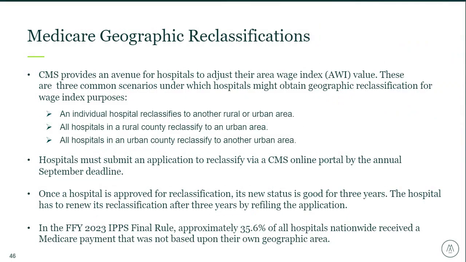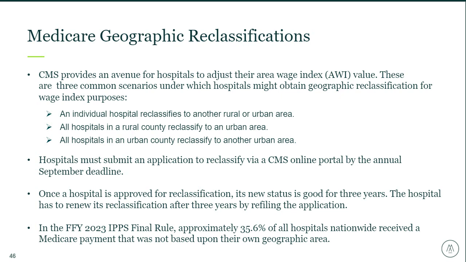Medicare geographical reclassification. CMS provides an avenue for hospitals to adjust their respective area wage index, and below are the 3 most common scenarios. A hospital reclassed to another rural or urban area. All hospitals in a rural county reclassified to an urban area. All hospitals in an urban county reclassified to another urban area. Hospitals must submit an application to reclassify via CMS by the annual September deadline, and once approved, its new status is good for 3 years.